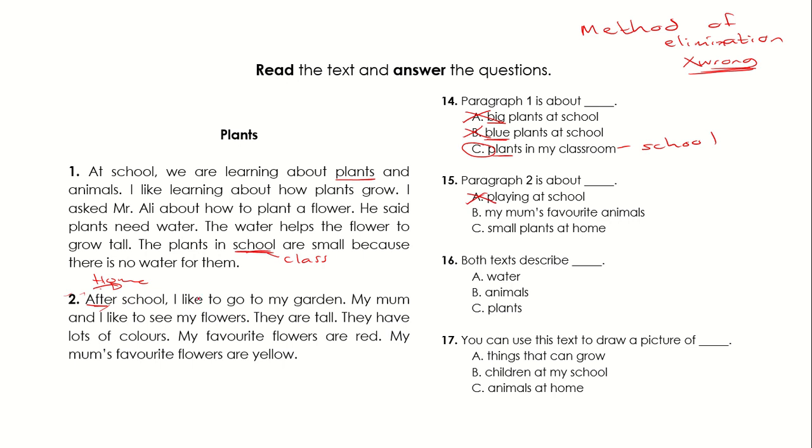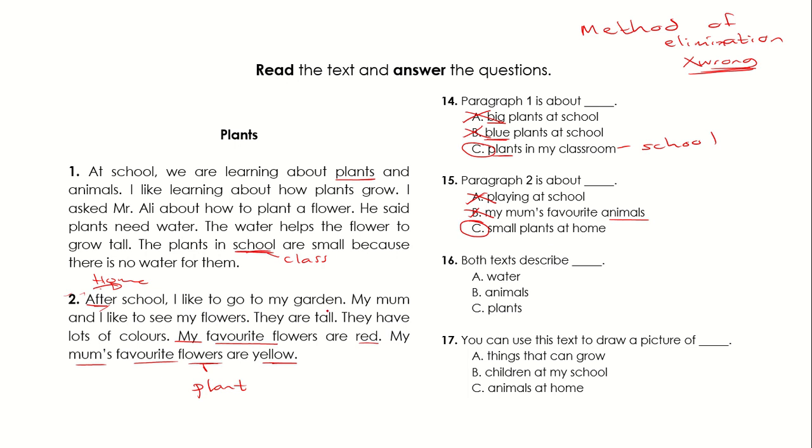After school, I like to go to my garden. My mum and I like to see my flowers. They are tall. They have lots of colors. My favorite flowers are red. My mum's favorite flowers are yellow. A flower is a plant, not an animal. Here they say animal. Is it about mum's animal? No. So the answer must be C.